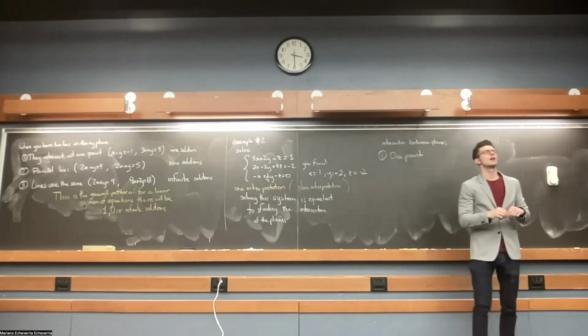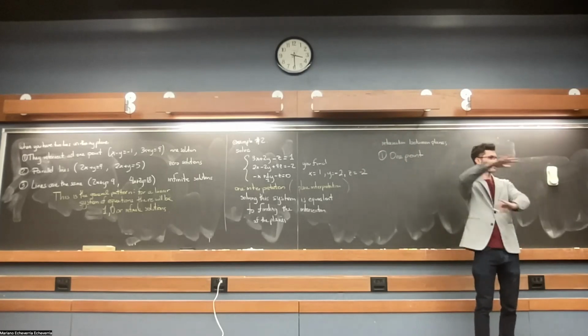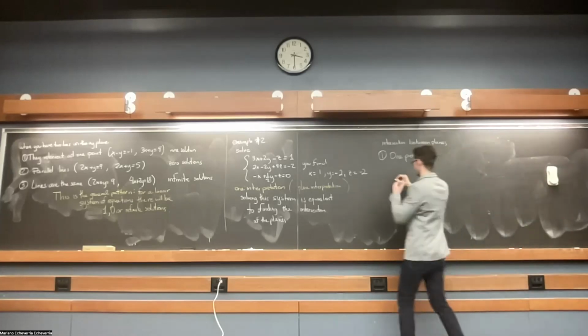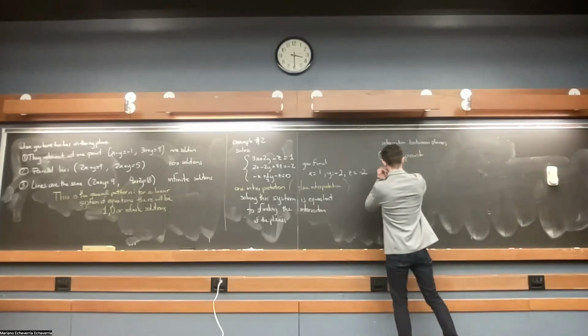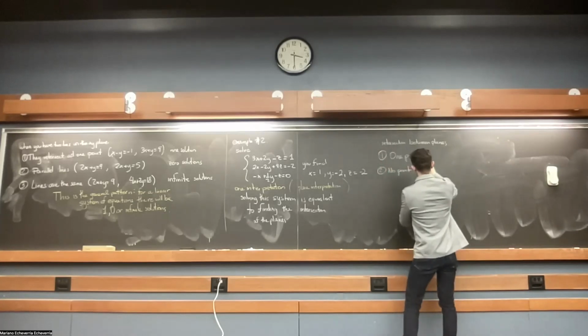Then you could have, for example, no points of intersection. That happens when, say, the planes are parallel. There's a way to make the planes parallel, so they wouldn't touch one another. So there could also be no point of intersection, for example, with parallel planes.